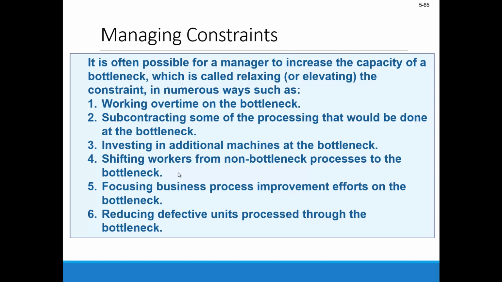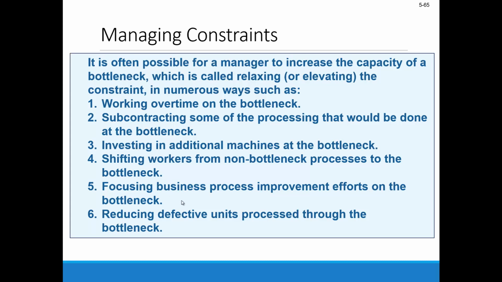We may be able to rearrange or reallocate resources from processes that have excess capacity to ones that are bottlenecks. Maybe we have people who have idle time on another part of the process, and they can hop in and help out at a bottleneck.